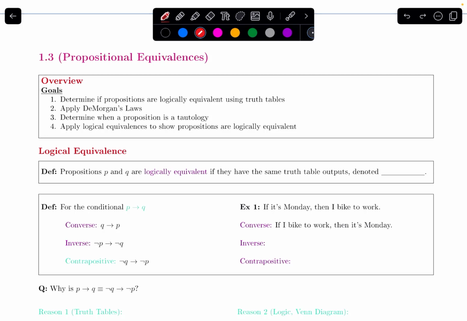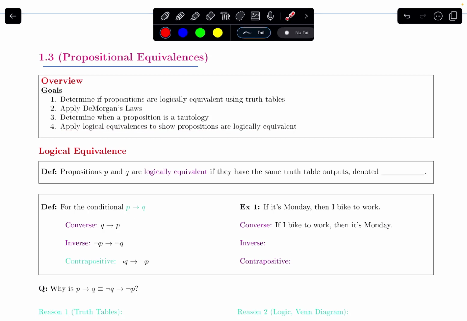In this video, we are starting section 1.3 on propositional equivalences. Our goals for this section are to determine if propositions are logically equivalent using truth tables, apply what are called De Morgan's laws, we'll determine when a proposition is what's called a tautology, and that refers to when a proposition is just always true, and finally, we'll apply logical equivalences to show propositions are logically equivalent.